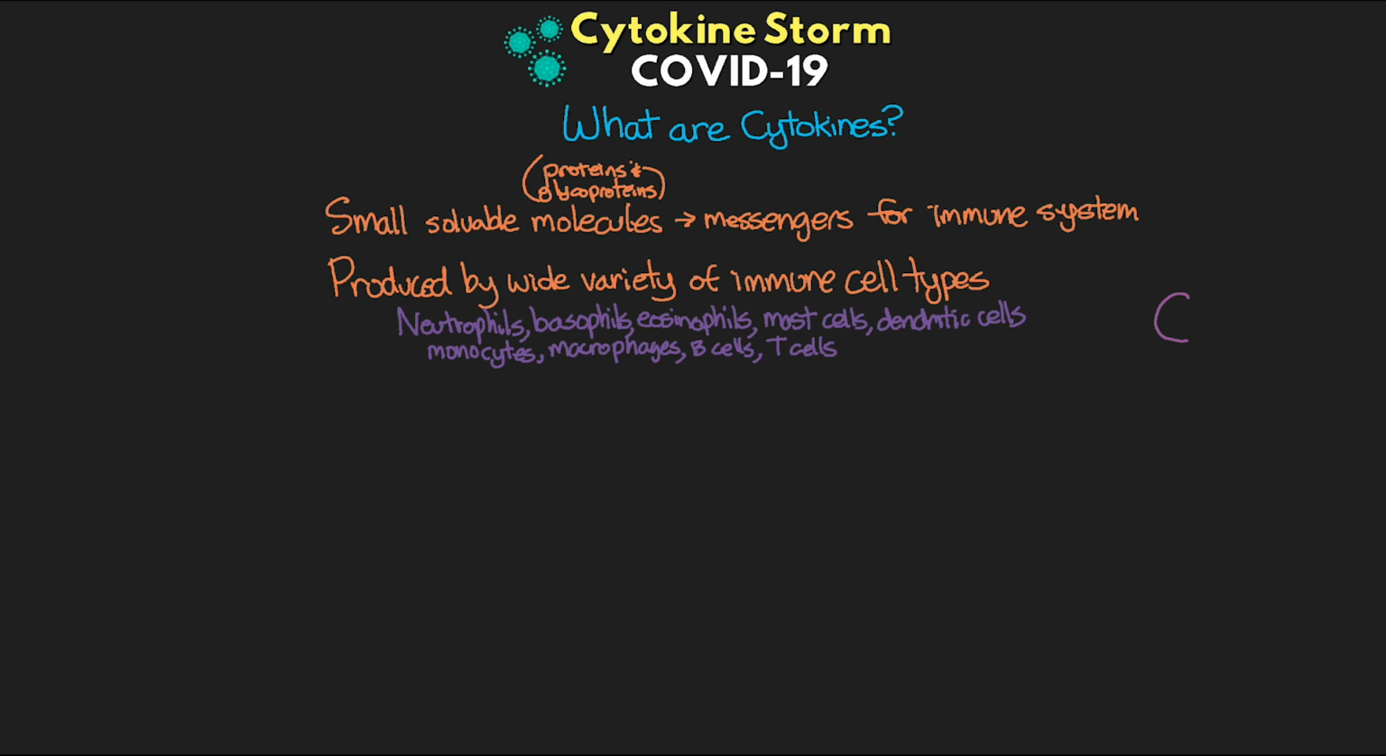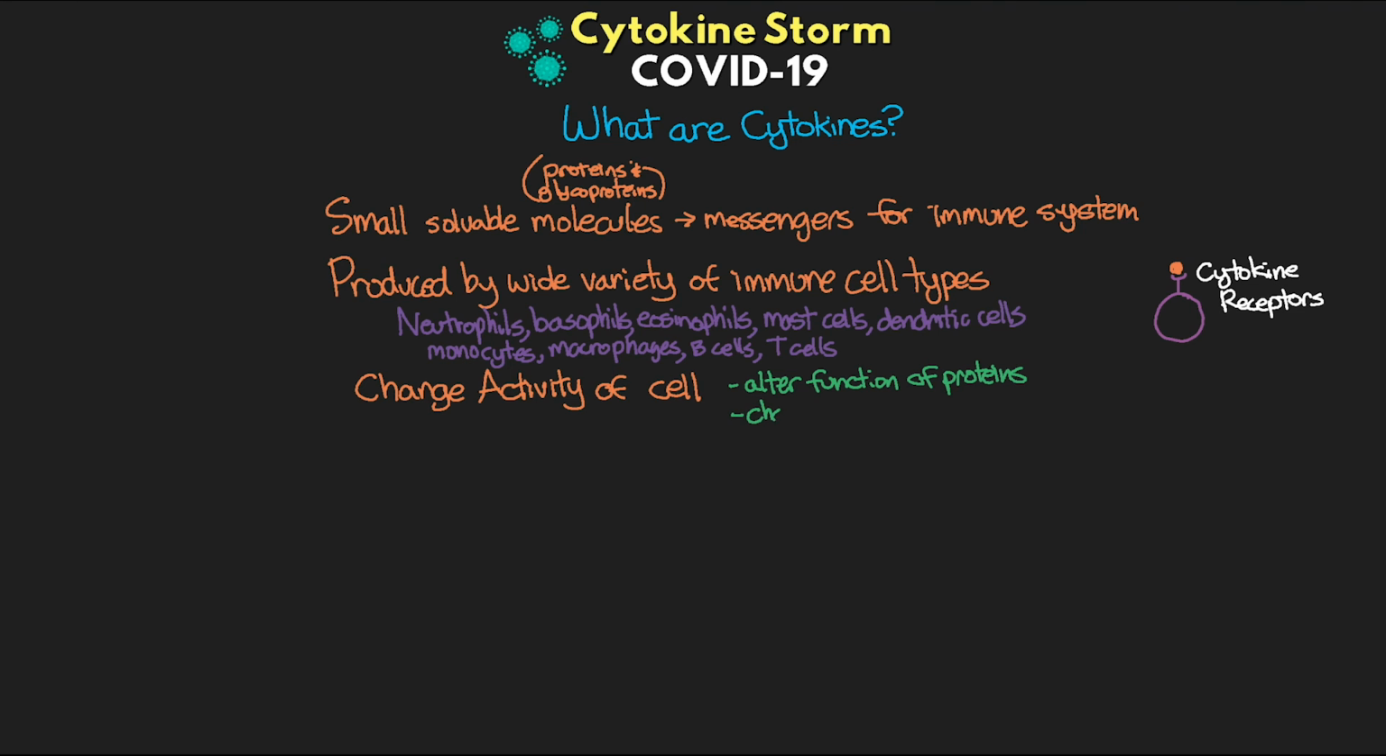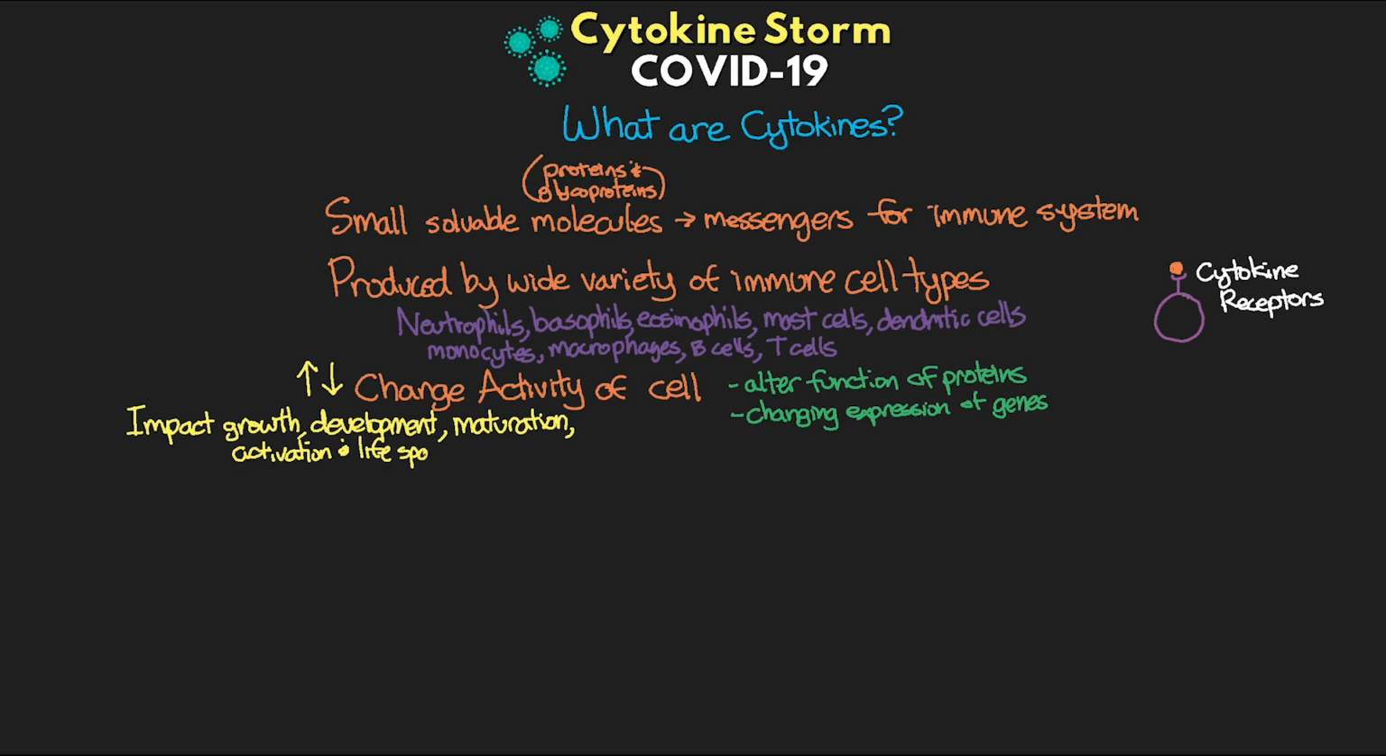Now these cytokines serve as intercellular mediators by binding to specific receptors called cytokine receptors on the surface of cells. What they do is change the activity of a cell by altering functions of proteins inside the cell or by changing the expression of certain genes. And they can have differing effects. Some are going to increase while others actually decrease activity. And ultimately, these cytokines are going to have an impact on the growth, development, maturation, activation, and lifespan of immune cells.